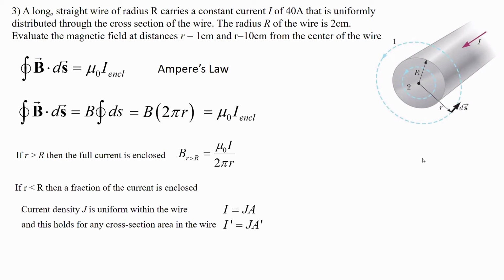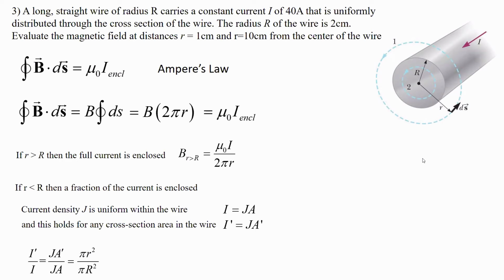Okay, so for this relationship, we're just taking a ratio of the amount of current enclosed, which has a smaller cross-sectional area, I prime, divided by I, the total amount of current. It's equal to the ratio of J times the cross section A prime divided by J times the full cross section. So this gives us basically the ratio of cross sections for these two different cases, being inside the wire and the big R total cross section.